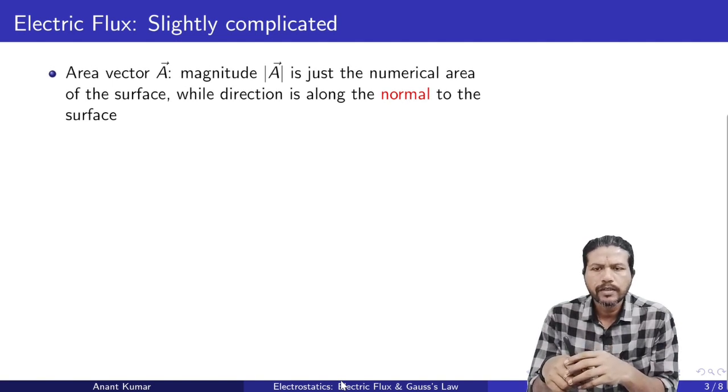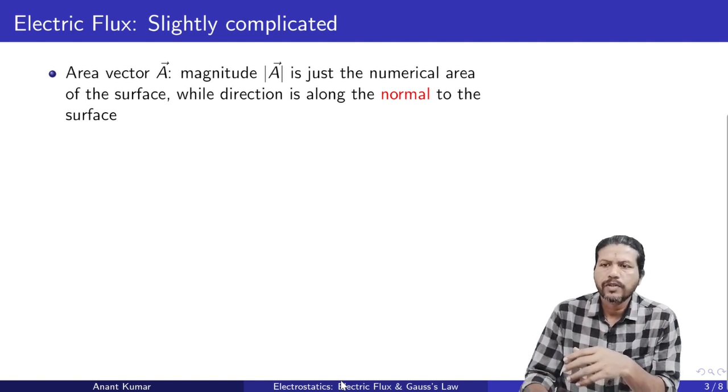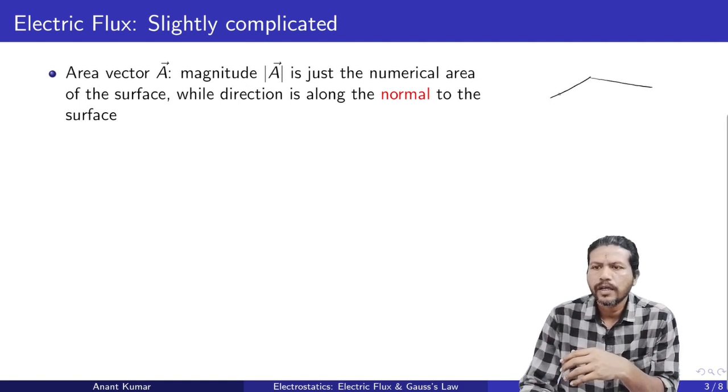The magnitude of this vector is nothing but the area of the plate itself, or the plane that we are considering, while the direction can be taken to be along the normal to the surface. So, for example, if I consider an area like this over here, the area vector can be taken to be a vector pointing in the normal direction, which is perpendicular to the plane. So, this could be taken as the area vector. The magnitude will be nothing but the area of the surface that we have over here, while the direction is going to be the direction perpendicular to the surface.